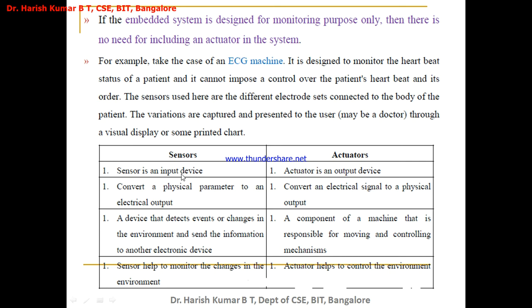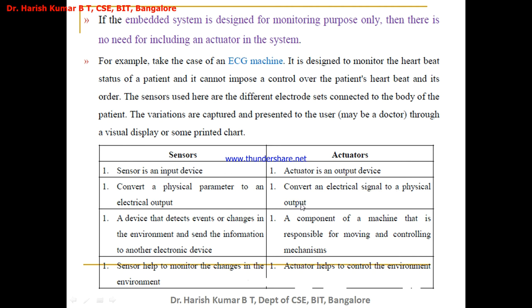Now a sensor is an input device, whereas an actuator, as I already told, is an output device connected to the output ports of the embedded system. The second difference is that sensors convert the physical parameter to an electrical output. So temperature is a physical parameter, and that physical parameter is converted into an electrical output. And similarly, an actuator does the opposite. It converts an electrical signal into a physical output.